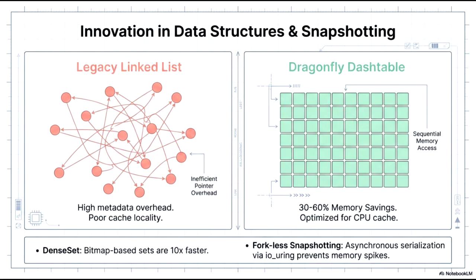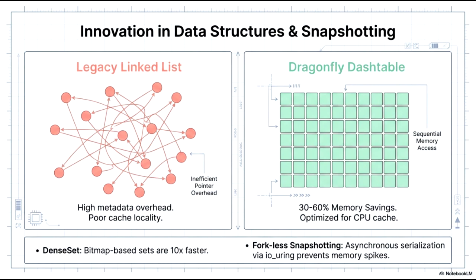The shift from legacy data structures to modern, optimized designs is a cornerstone of our performance gains. On the left, we see the traditional linked list model, which suffers from significant pointer overhead and high metadata requirements. Because nodes are scattered throughout memory, this approach results in poor cache locality, forcing the CPU to wait on frequent memory fetches. In contrast, the Dragonfly dash table, shown on the right, utilizes a dense structure designed for sequential memory access. This layout is specifically optimized for CPU caches, leading to memory savings between 30 and 60%.